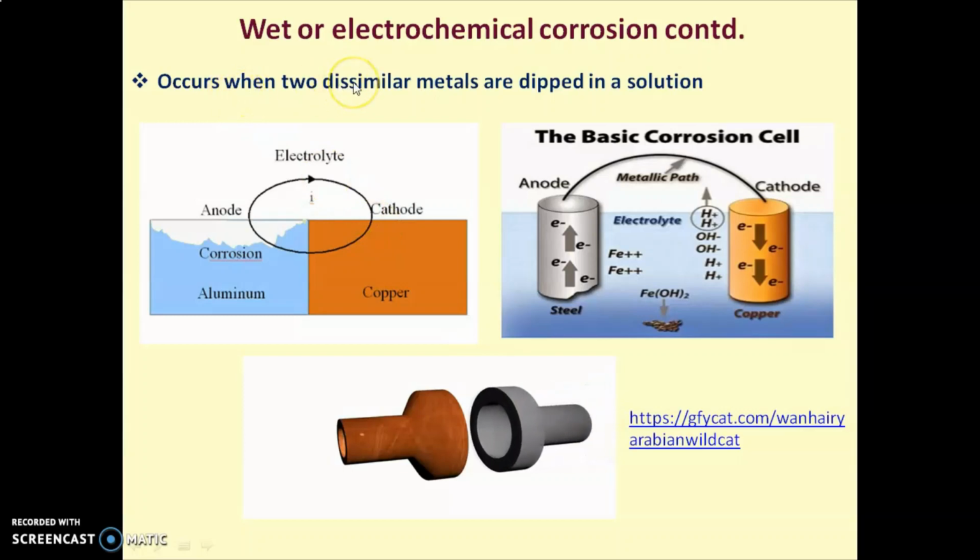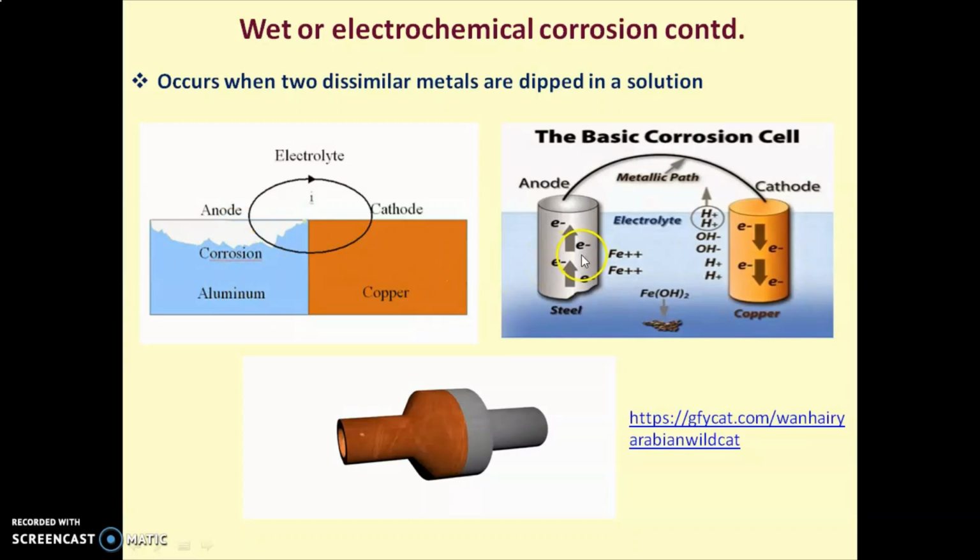Wet corrosion also takes place when two dissimilar metals are dipped in a solution. What does it mean? That means when two different metals come in contact with a conducting liquid, wet corrosion takes place. Example: aluminium, copper. Over its surface, electrolyte is there. Now aluminum undergoes corrosion. Look here, it acts as an anode, and this acts as a cathode. As I mentioned, at anode oxidation takes place, meaning dissolution of the metal. That's why corrosion takes place here. And why does it happen here? Aluminum is more reactive than copper.